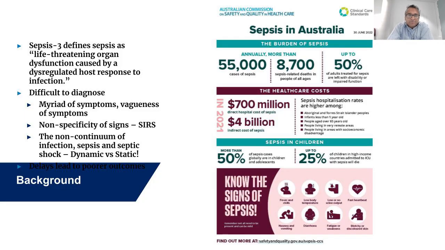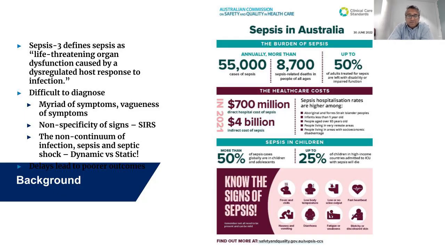As you know, Sepsis 3 has redefined sepsis as life-threatening organ dysfunction caused by a dysregulated host response to infection. We also know that it's difficult to diagnose due to the myriad of symptoms and vagueness of these symptoms. A lot of the symptoms that occur with sepsis are non-specific and can be present in absence of sepsis. And some patients with sepsis might be relatively asymptomatic or very vaguely symptomatic.